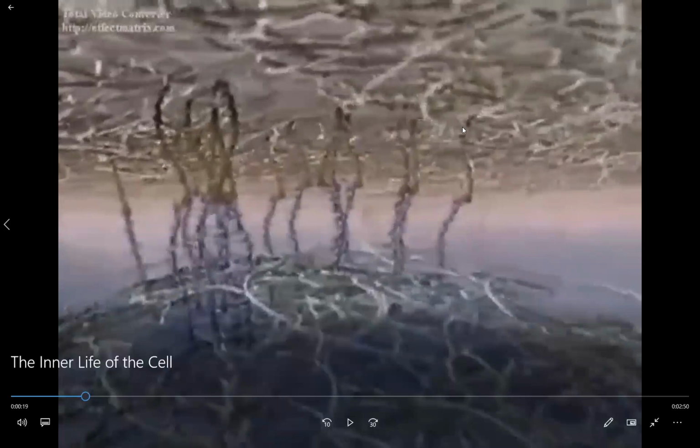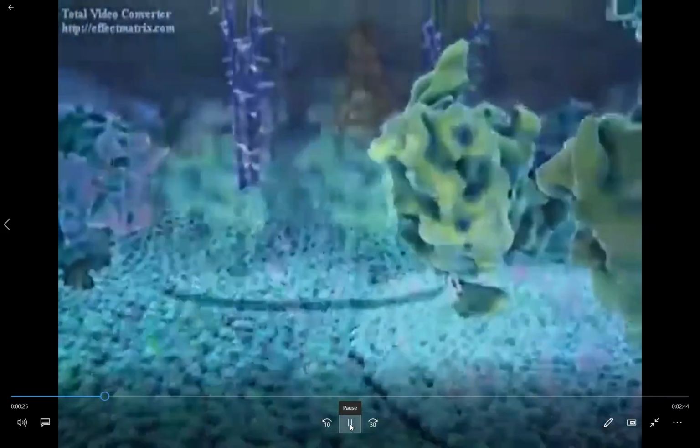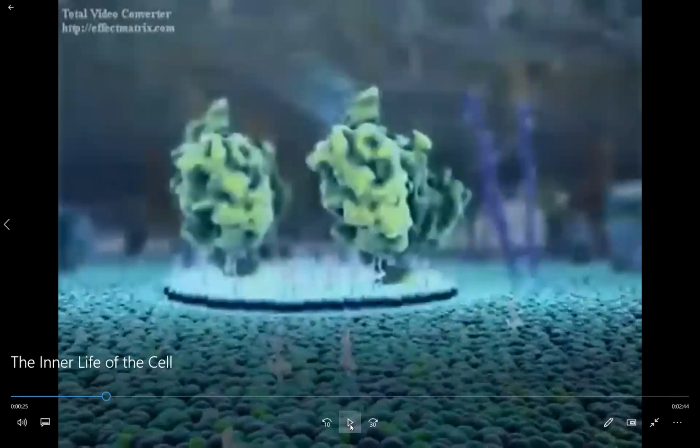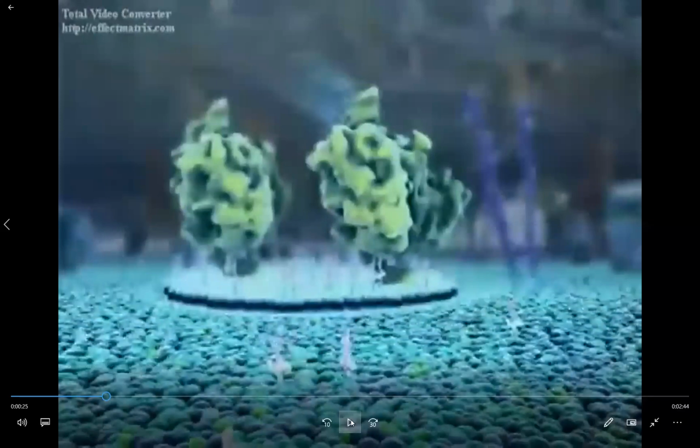So these are two cells attached to each other. You can see that right here. So this is the surface. We've zoomed in. Now this is the surface of my white blood cell.